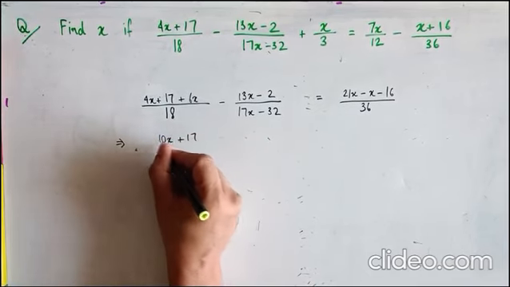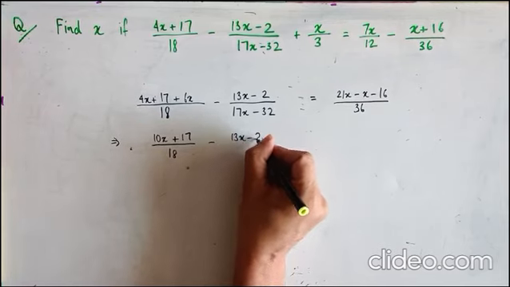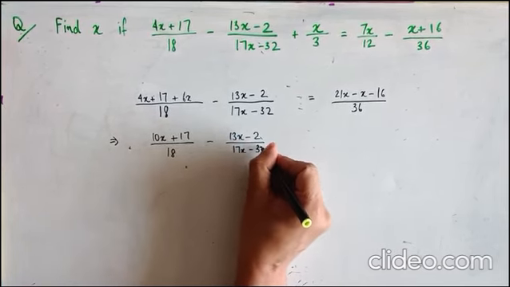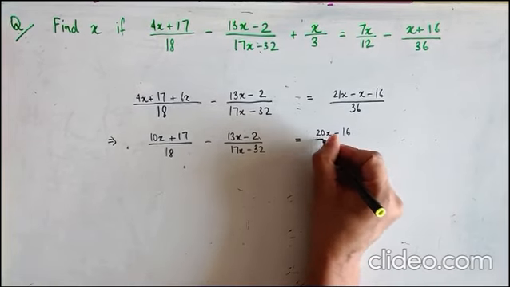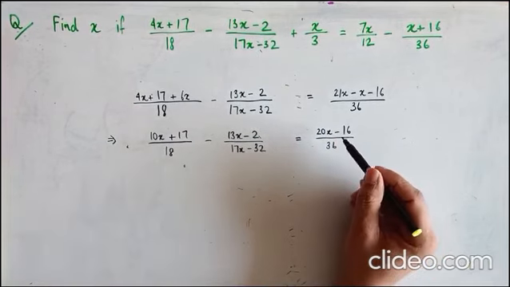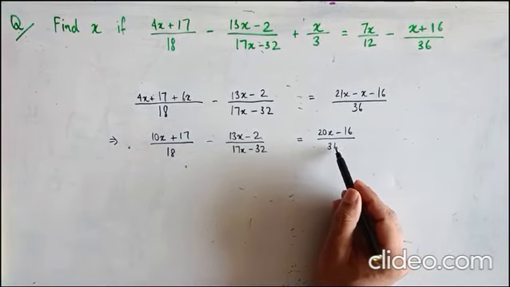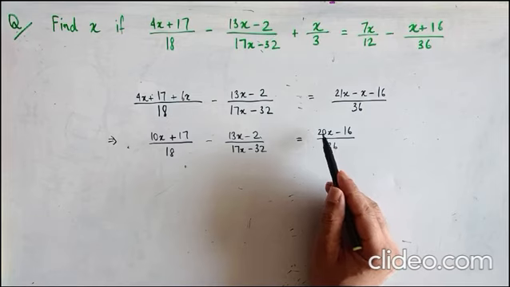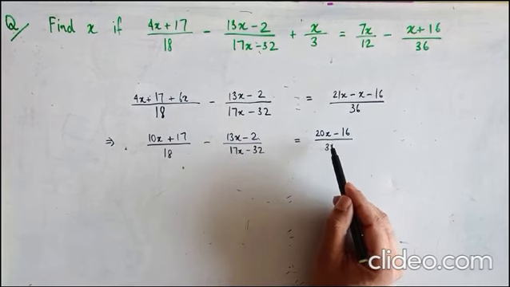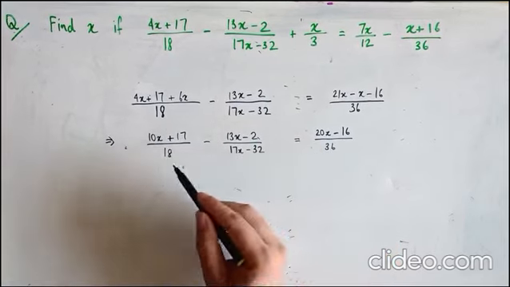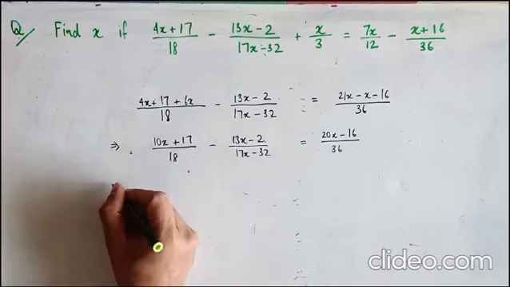So this is the same as (10x + 17)/18 - (13x - 2)/(17x - 32) equal to, what do we get here? (20x - 16)/36. Now what we do, kids, is we use a simple trick. We have a denominator of 18 here and a denominator of 36 here. We can see that this can get simplified further, because these three numbers can be divided by 4, but we do not divide them by 4. We just divide them by 2. Why do we do that? Because then we will get a common denominator of 18 in this and this, right? So let's try that.